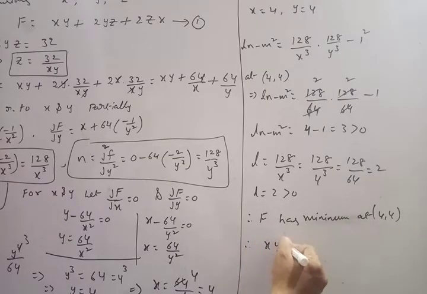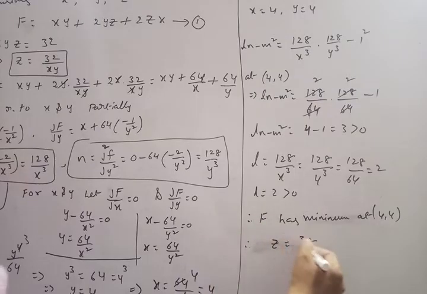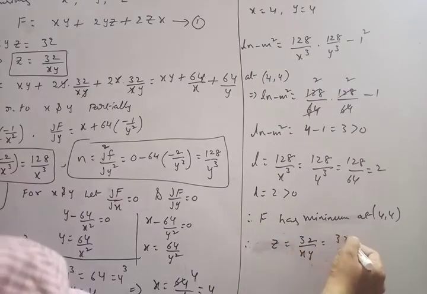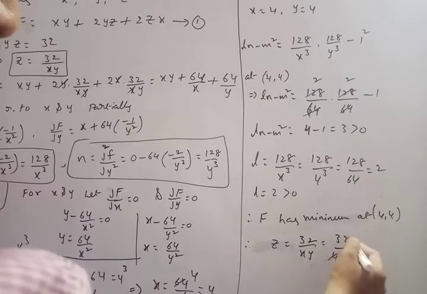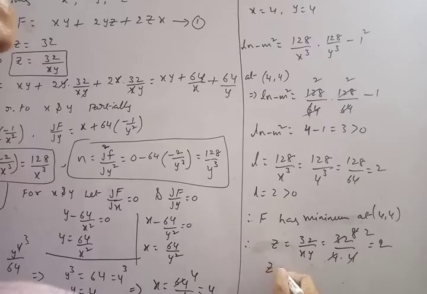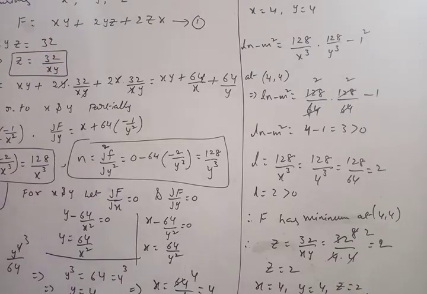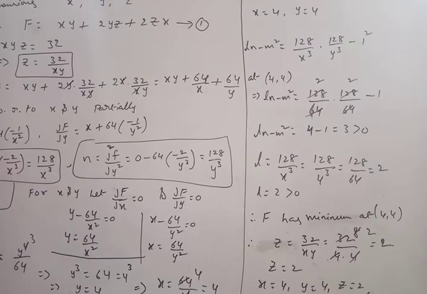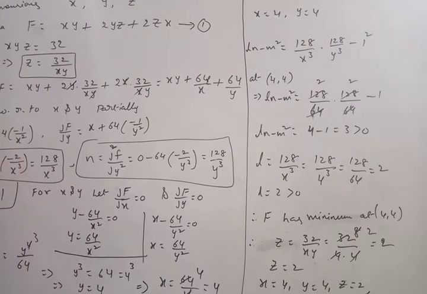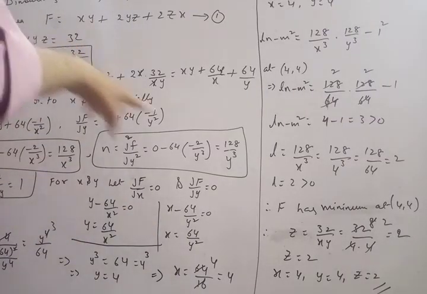Volume is xyz. So therefore we need the z value. So z is equal to 32 by xy. So 32 by x is 4, y is 4. 4 eights are 32, 4 twos are 8. So z is equal to 2. So therefore the dimensions are x is equal to 4, y is equal to 4, and z is equal to 2. If you multiply these three values, we should get the volume 32. So x into y into z, 4 into 4 into 2, 16 twos are 32.